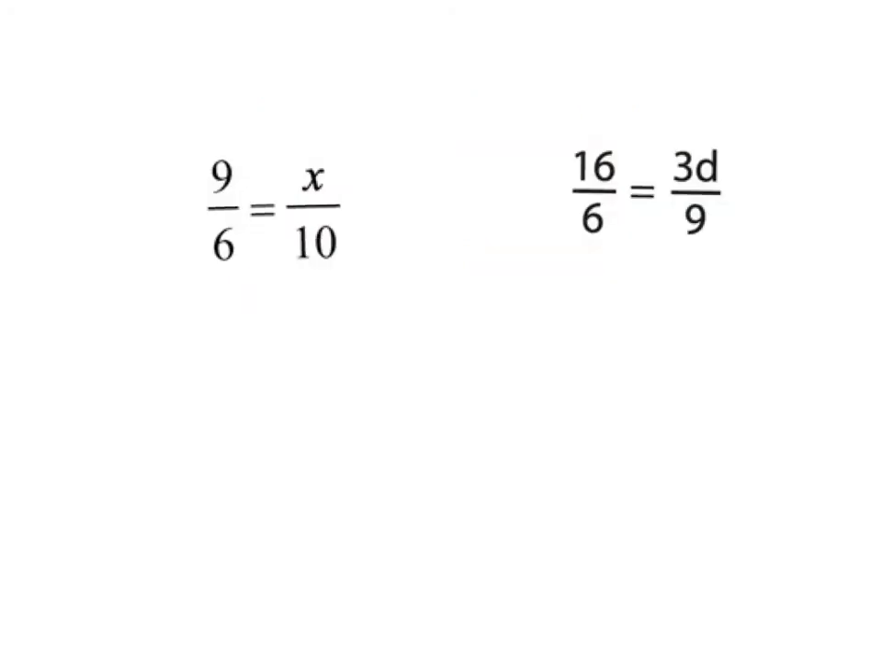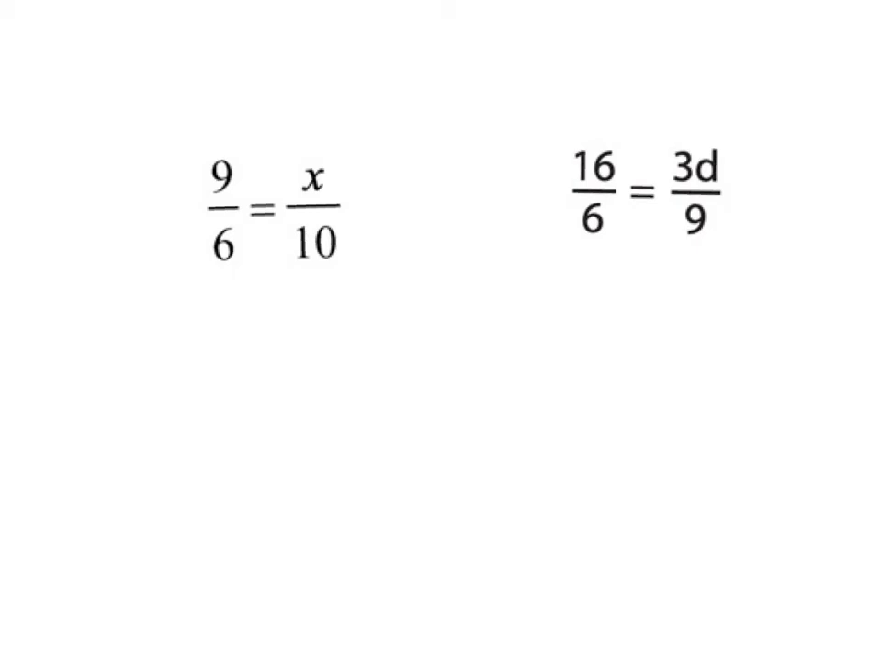So I'm going to use cross multiplication with you 2 more times just to show you and help you understand a little better how it works and when to use it. So take a look at my new proportion on the left, this guy over here. I need to figure out what x is.